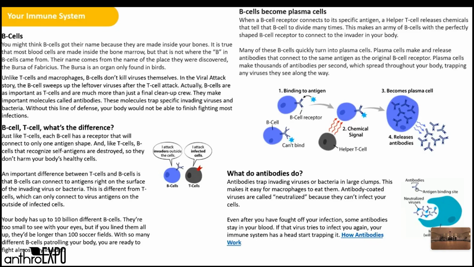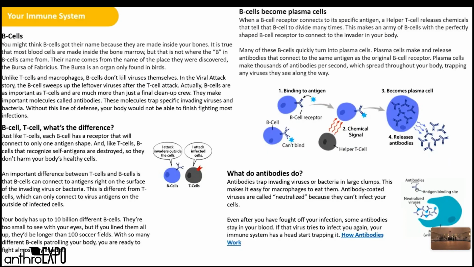So in other words, B cells attack invaders outside of the cells. And then let's say that your B cell defenses might not be as strong and an infection gets in. Those T cells come and they will attack the infected cells. So they both work off of each other and help each other. But when you hear B cells, you'll hear that a lot of people will talk about antibodies as well. So antibodies being, like I said, your first line of defense when you're dealing with an infection.